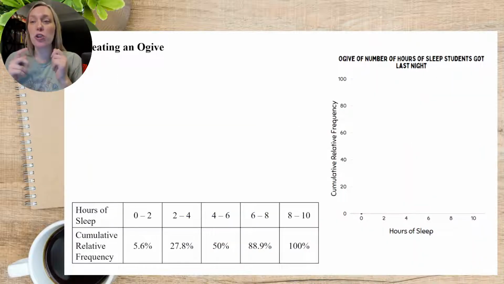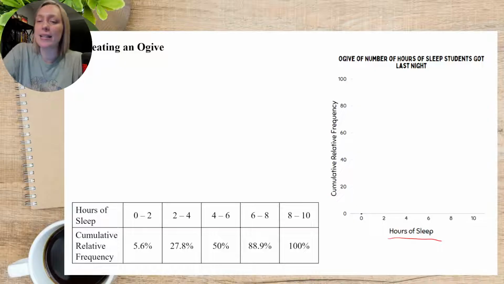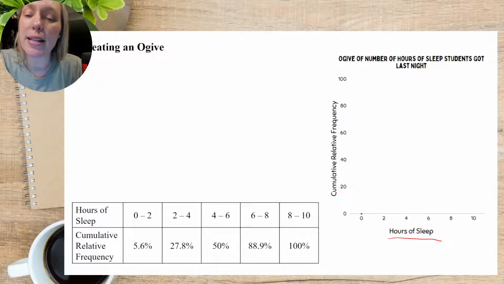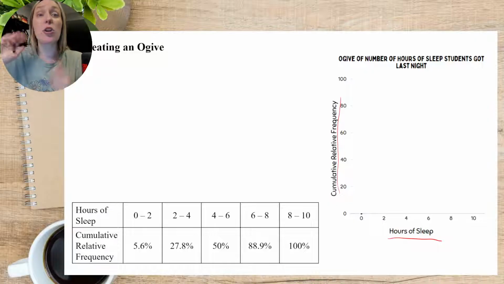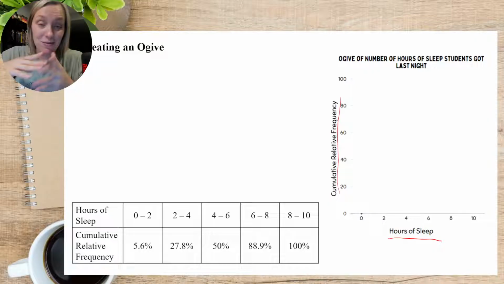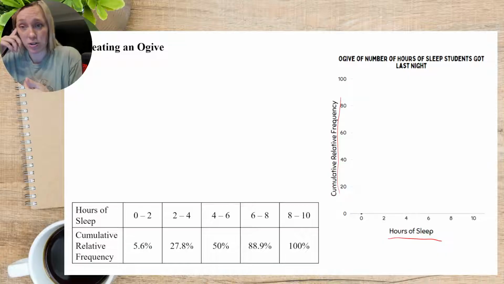So creating this ogive, here's what I have. I make my axes like normal. Hours of sleep go on my x-axis, and I'm going to label my y-axis as cumulative relative frequency. You could also label it as percentiles. You can just call it percentile. That's fine too.